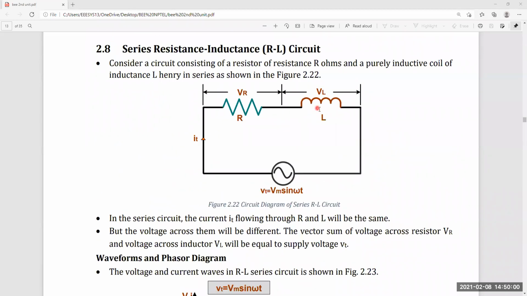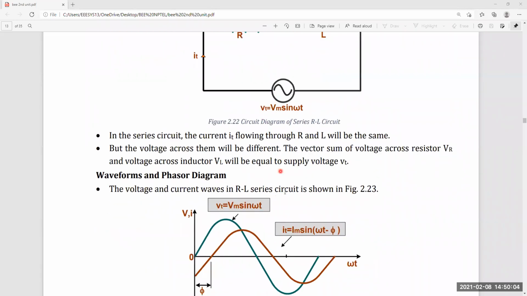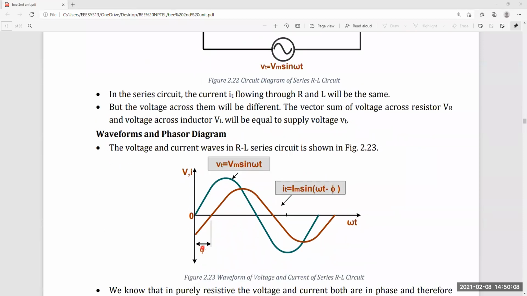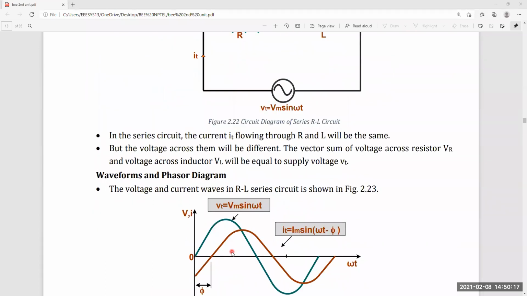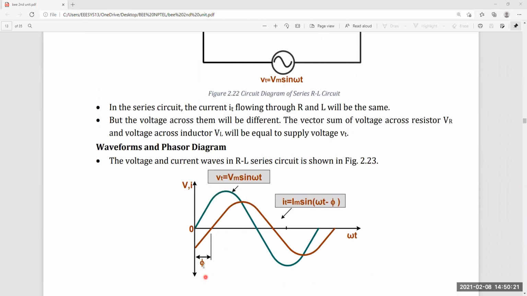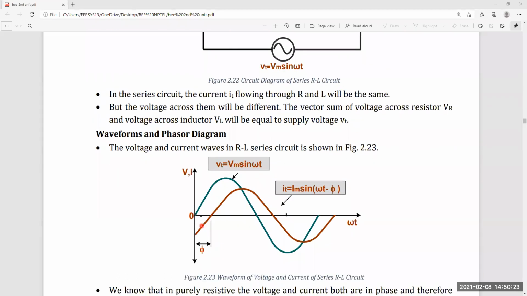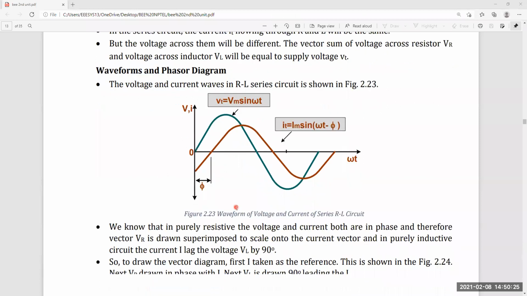And here current is lagging because of the inductor. What is the current? It is equal to Im sin omega t minus phi. So because of that, some angle phi lagging. Before, for a pure inductor, it started from here. Because of resistance in the RL circuit, this waveform will start from here onwards, some angle phi lagging. So we'll get like this.